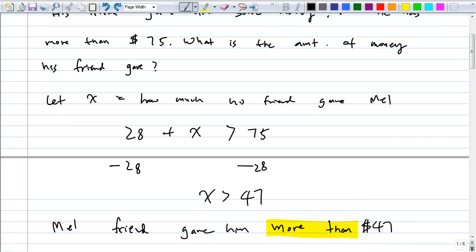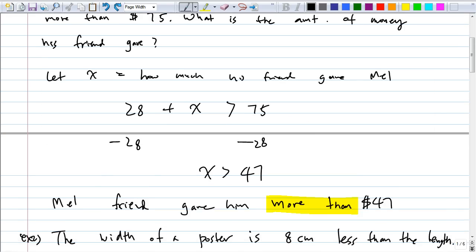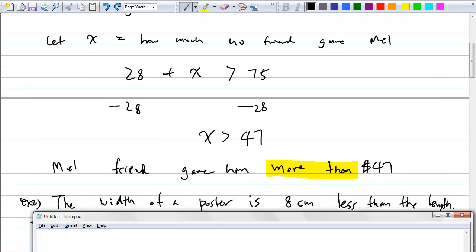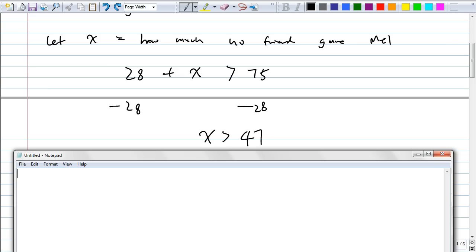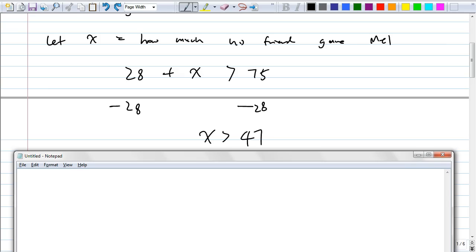Okay. So if you solve this now, you subtract 28 from both sides, and you get x is, of course, greater than 47. Now, how do I write this as a sentence? Because that's the important part. Scott? Mel's friend gave him more than 47.